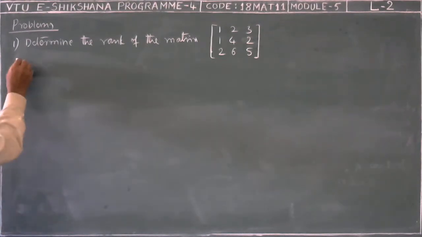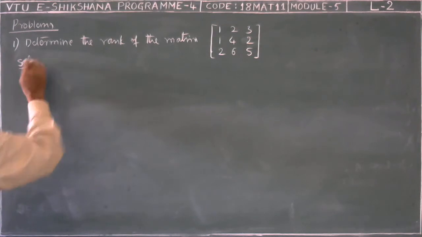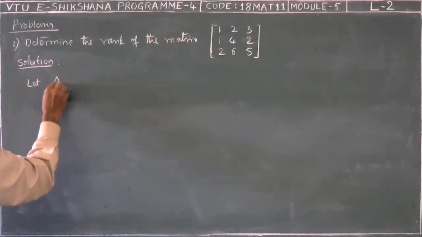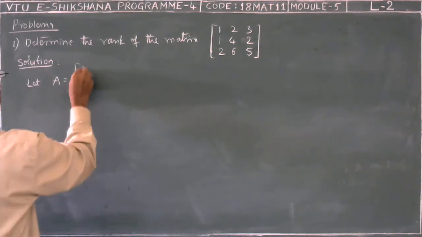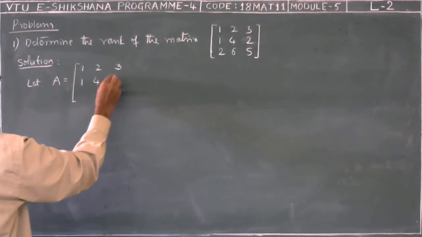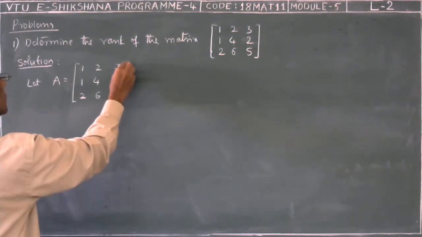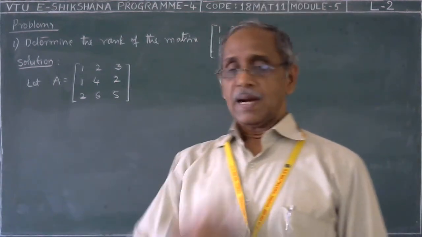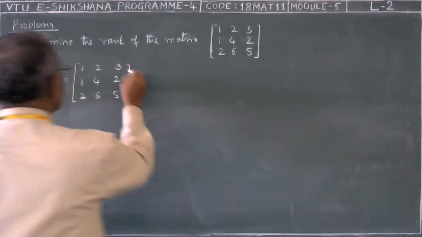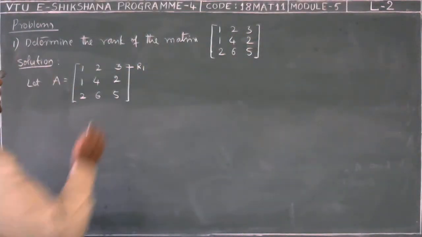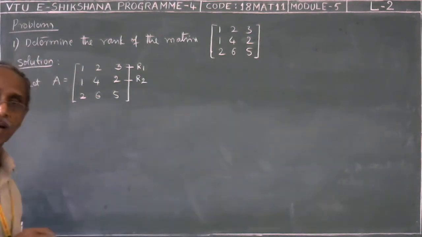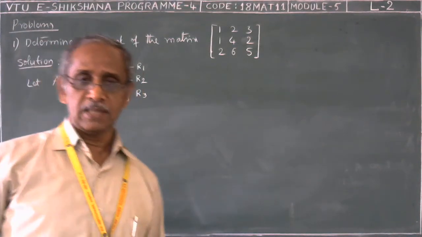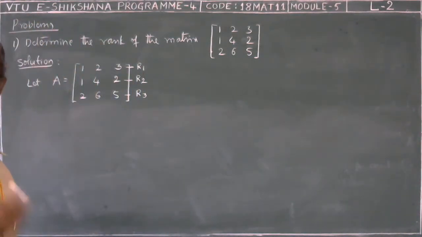So let us give a name to this matrix first. Solution to this problem. Let A be the given matrix: 1, 2, 3, 1, 4, 2, 2, 6, 5. Now let us apply elementary row transformations to this matrix and reduce it to echelon form. This is row 1, so I will call it R1, the second row R2, and the third row R3. Similarly, R4, R5, etc. represent row 4, row 5, etc.